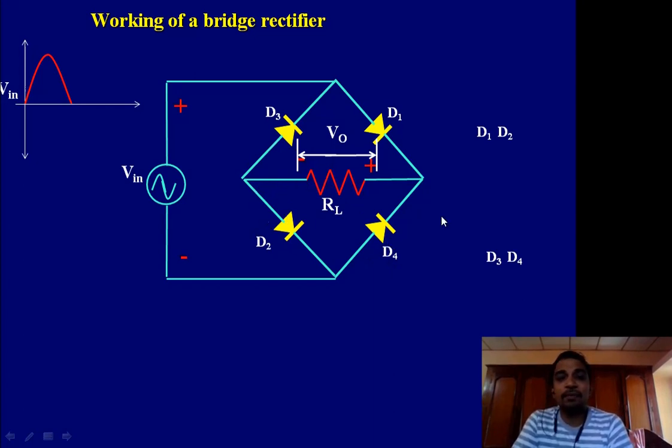How does it work? As usual, during the positive half cycle, what happens? This is positive, this is negative. The positive potential is applied here, this is the anode, so it will be forward biased. This positive is applied to this cathode, obviously this is reverse biased. Next, the positive potential is virtually applied here to this anode. So D1 and D2 are forward biased.